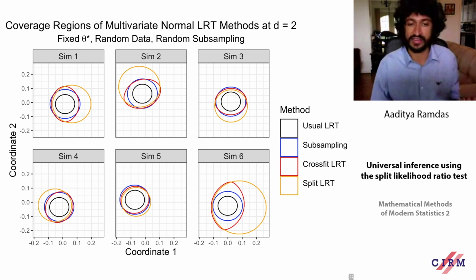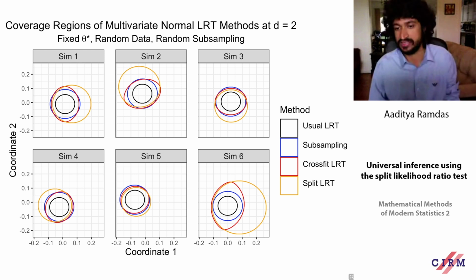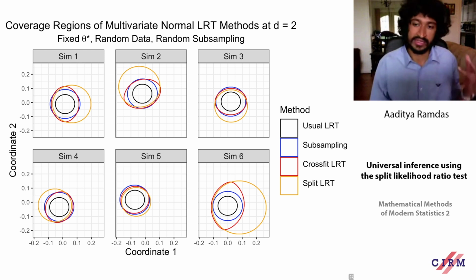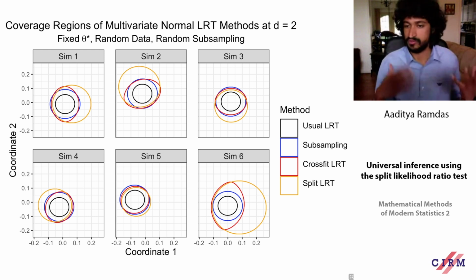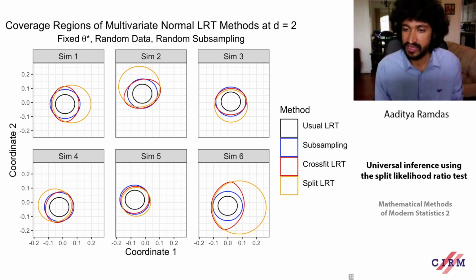We can quantify the algorithmic variance. We can quantify the statistical variance. We can prove that the subsampling based confidence set is tighter than the split one. The cross fit is, so we can relate all of these.